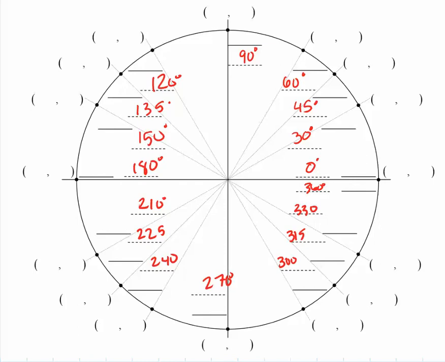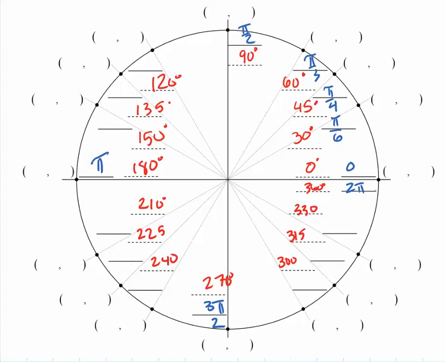Then you want to go around and get all your radians in place, all right? So we're going to have 0 radians here. 30 degrees, of course, is pi over 6. 45 degrees is pi over 4. 60 degrees is pi over 3. 90 degrees is pi over 2. 180 degrees is pi. 270 degrees is 3 pi over 2. And then all the way back around, of course, is 2 pi.